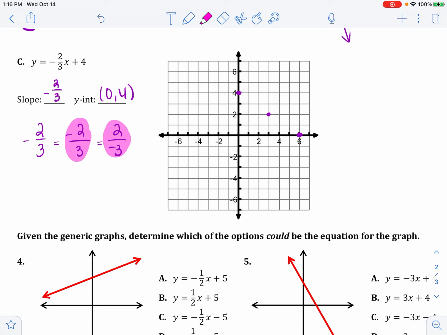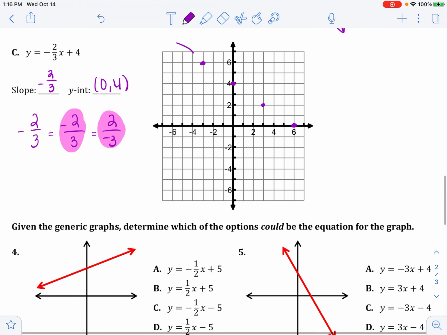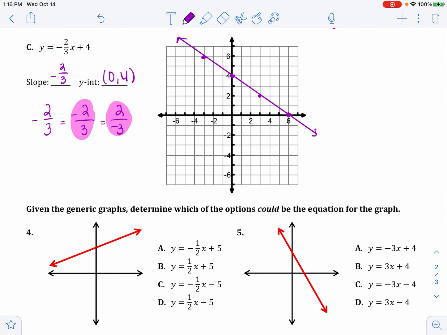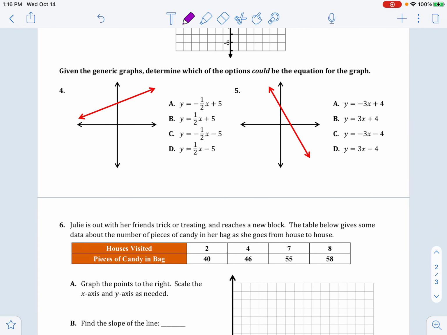Then if I look at this one right here, I'm rising 2, so I'm going to go up 2, running negative 3, so left 3. Up 2, left 3. I keep turning my iPad on the side to try to draw my line, and it keeps changing the orientation. No big deal.